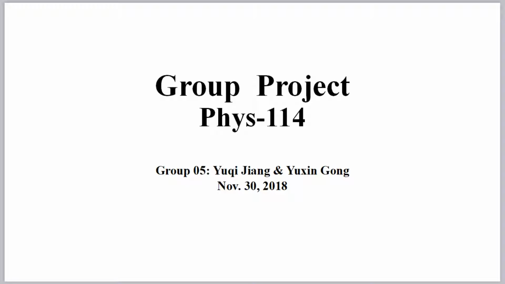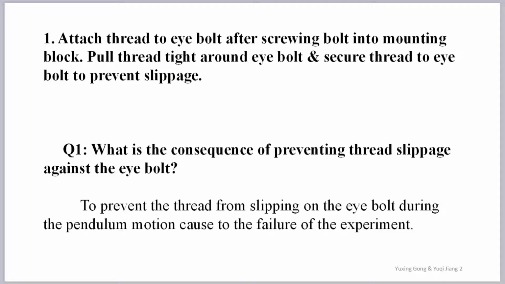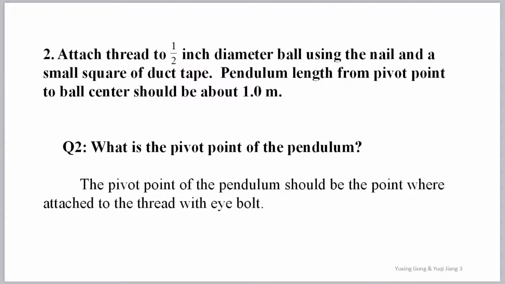Okay, let's start. Question 1. The consequence is that if the thread slips on the eyeball during the pendulum motion, it causes the experiment to fail. Question 2. The pivot point of the pendulum should be the point where the thread is attached to the eyeball.